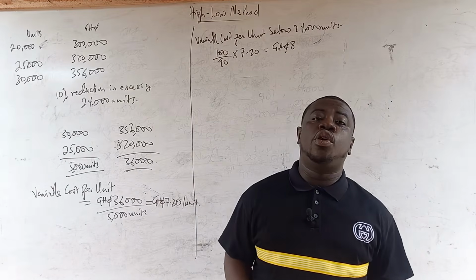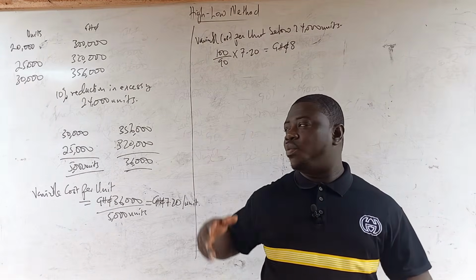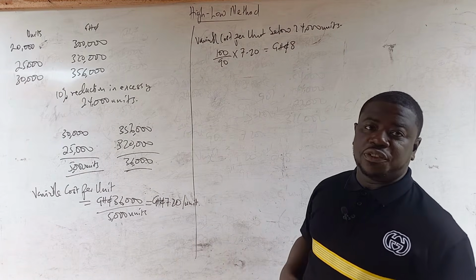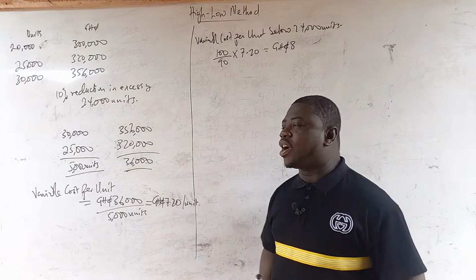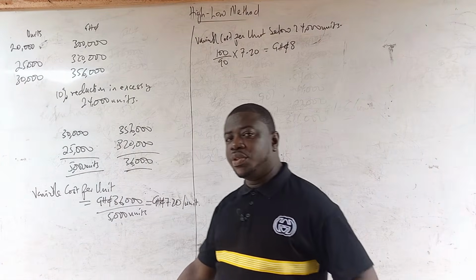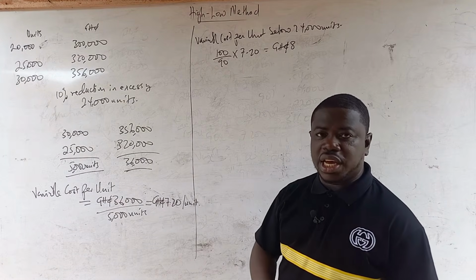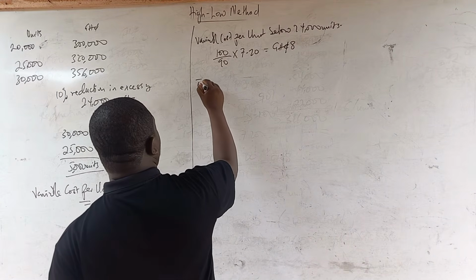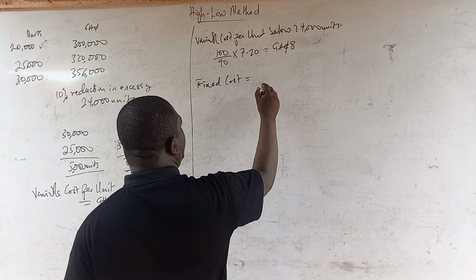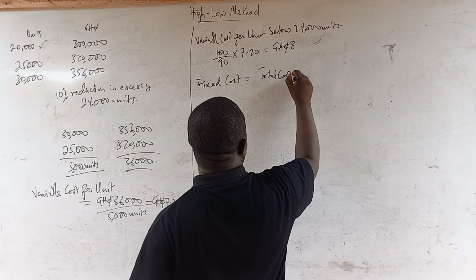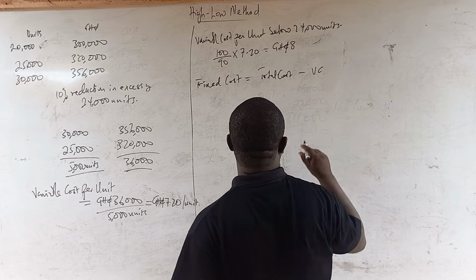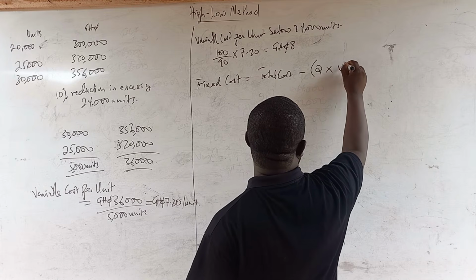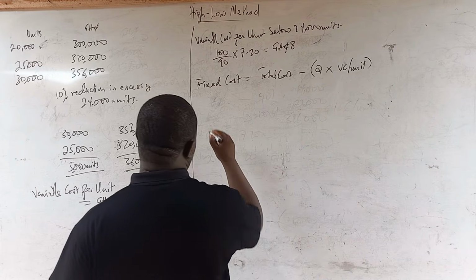The next step is to find your fixed cost. As we know, once you have your variable cost per unit, the next step is to find the total fixed cost. Of course, we can use either one to find the total fixed cost. If you are using the reduced variable cost per unit, then you are using any of the reduced activity levels. If you are using the 8 cedis, you are using the original. So let us use the original to find the total fixed cost. We know that fixed cost equals total cost minus total variable cost. But the total variable cost is given as the quantity times the variable cost per unit. So this is how we go by the fixed cost equation.